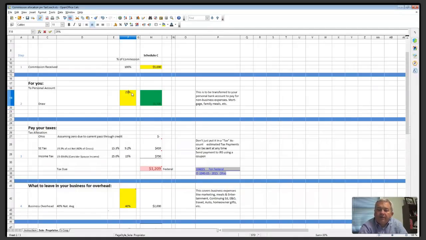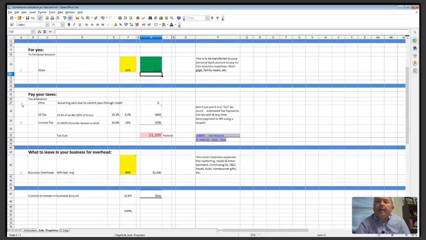So if we say it's 25%, that means we can move $1,250 directly to our personal account and use that however we may wish to use it. And we scroll down, and step 3 is to determine what amount we need to set aside and remit to the various taxing agencies. So as I said before, in Ohio, we have a pass-through entity credit.